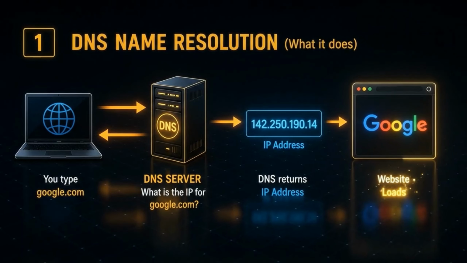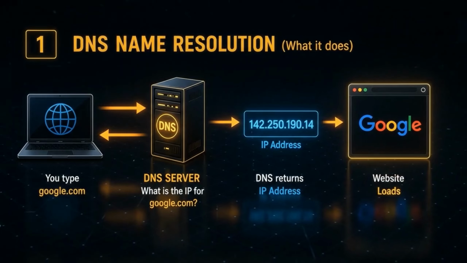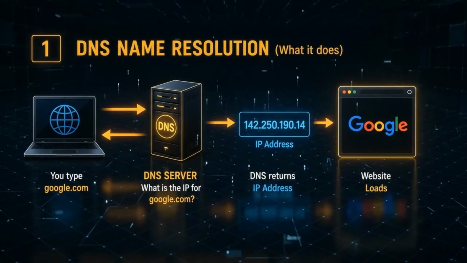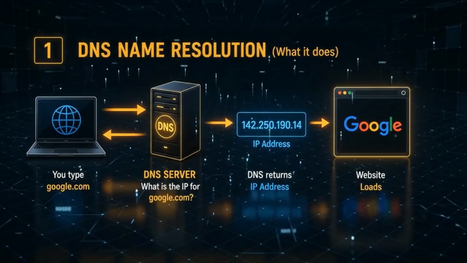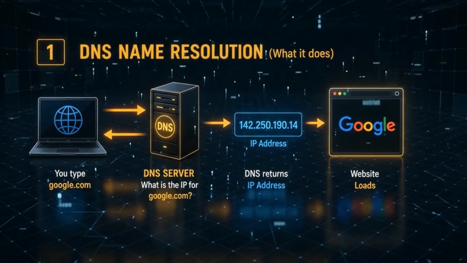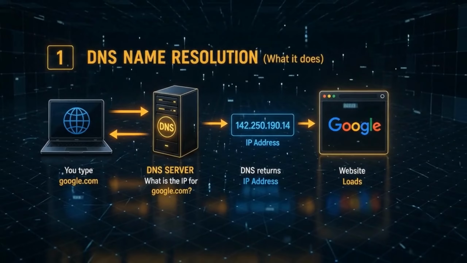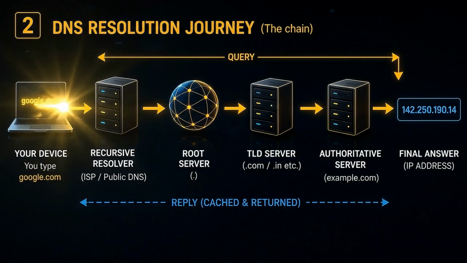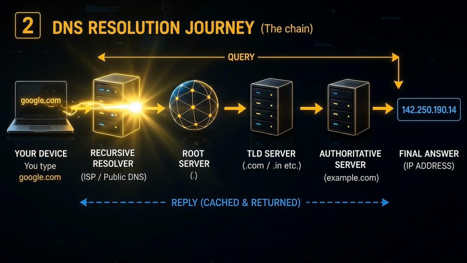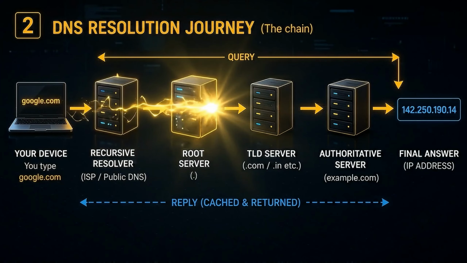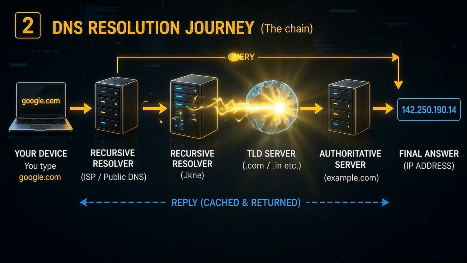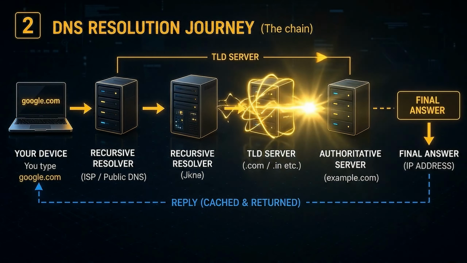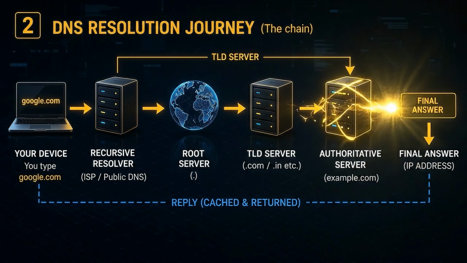Here is what happens behind the scenes. When you type a website name, your computer asks a DNS server, what's the IP address for this website? If the DNS server already knows the answer, it replies immediately. If it doesn't, it asks other DNS servers on the internet until it finds the correct answer. Once it gets the answer, it remembers it for a while. That's called DNS caching. That's why websites usually load much faster the second time you visit them.